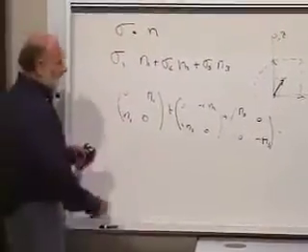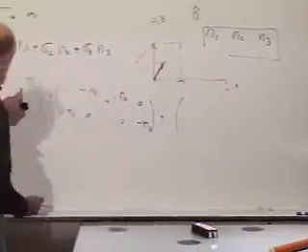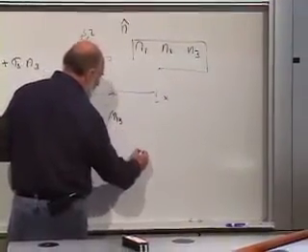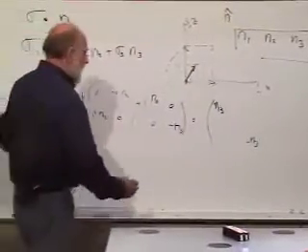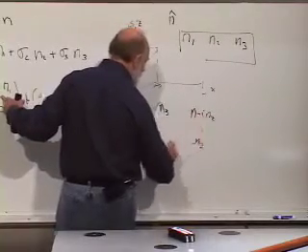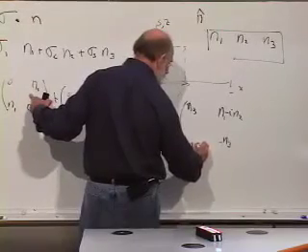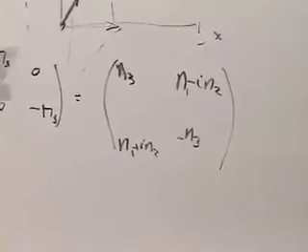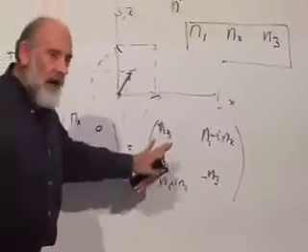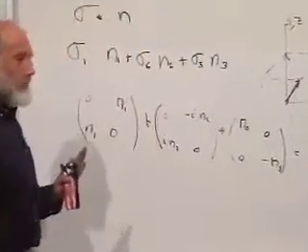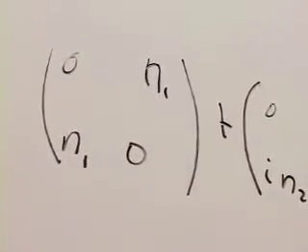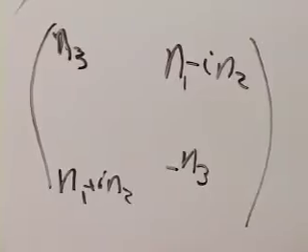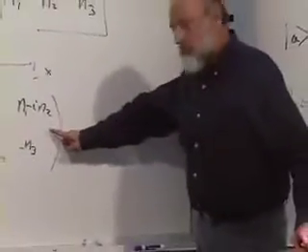Now we add them up, and what do we get? Sigma 1 and sigma 2 have no diagonal elements. Sigma 3 has diagonal. So we get n3, minus n3 on the diagonal. We get n1 minus i n2 and n1 plus i n2 off the diagonal. These are three components, n1, n2, and n3. The sums of the squares should be equal to 1 because it's a unit vector. And here is the operator that corresponds to measuring the component of spin along the direction n. So what's the experiment? We take an electron and put it in a magnetic field pointing along the n direction, and we see what we get, up or down. This is the operator that corresponds to that.